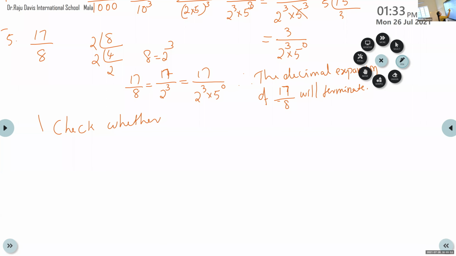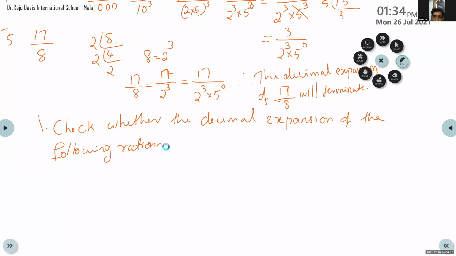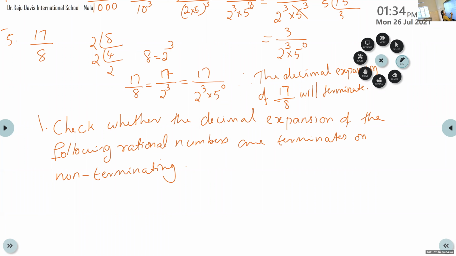Check whether the decimal expansion of the following rational numbers terminates or is non-terminating recurring. Recurring means repeating.